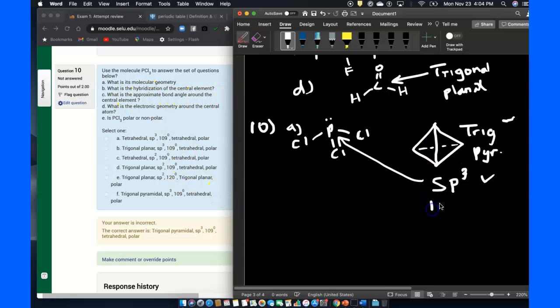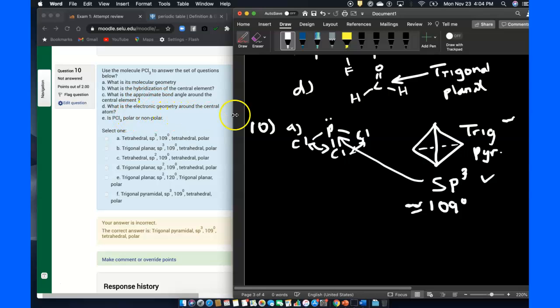Since it's sp3, the bond angle will be approximately 109. Like in between these two bonds, it's most likely going to be 109, because of the hybridization of sp3. If it's sp2, the bond angle is 120. If it's sp, it's linear, 180.